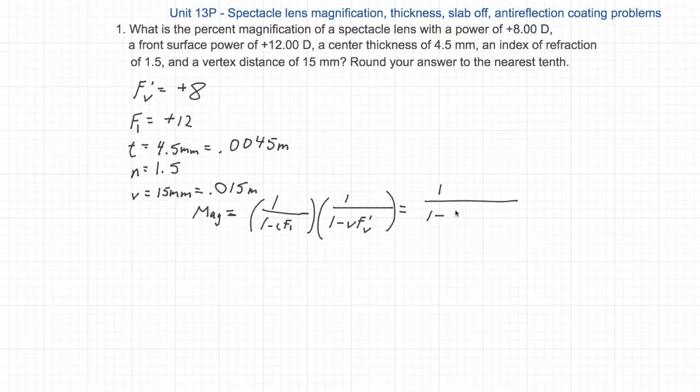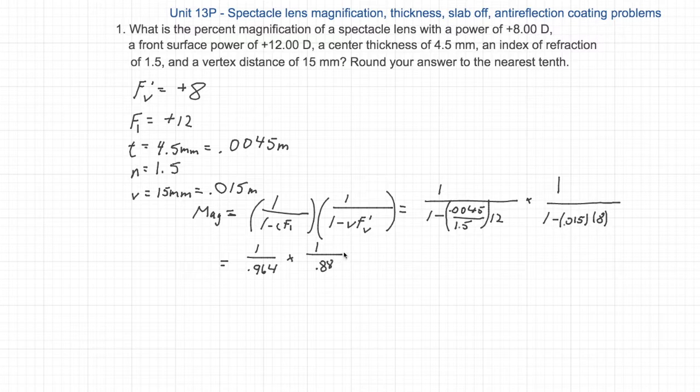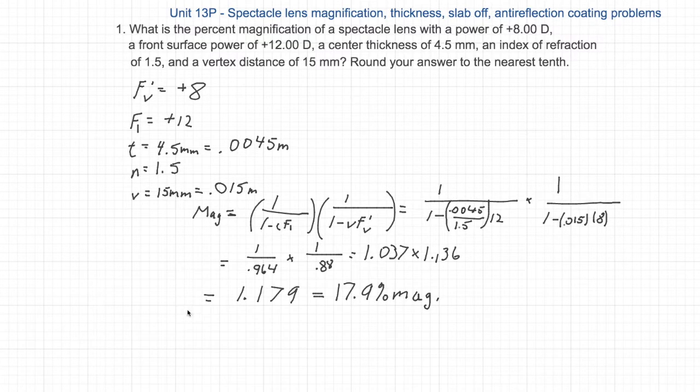We'll plug in our numbers. C is equal to the thickness divided by the index, thickness in meters. And the vertex distance also has to be in meters. That equals 1 over 0.964 times 1 over 0.88. And that equals 1.037 times 1.136. And we have the magnification then equals 1.179, which means the percent is 17.9% magnification.